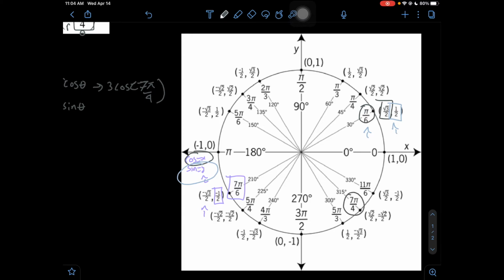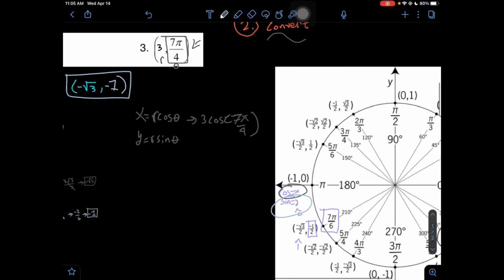We said cosine is the x value. Well, we can see that the cosine, or the x value at 7 pi over 4, is square root of 2 over 2. Let's go ahead and write that. So we have 3 times the square root of 2 over 2. So we have 3 square roots of 2 over 2. So that is our x value. Let's go ahead and write that down. 3 square roots of 2 over 2, comma.